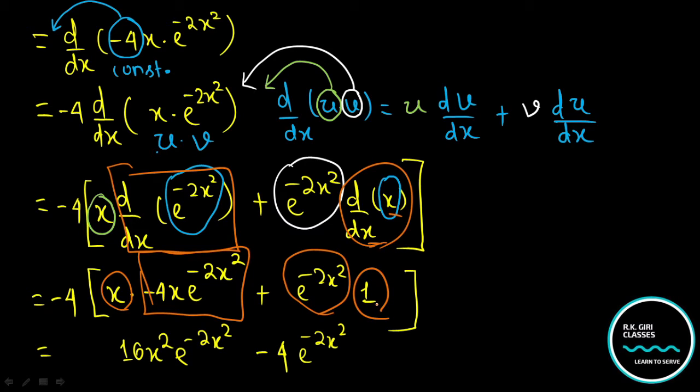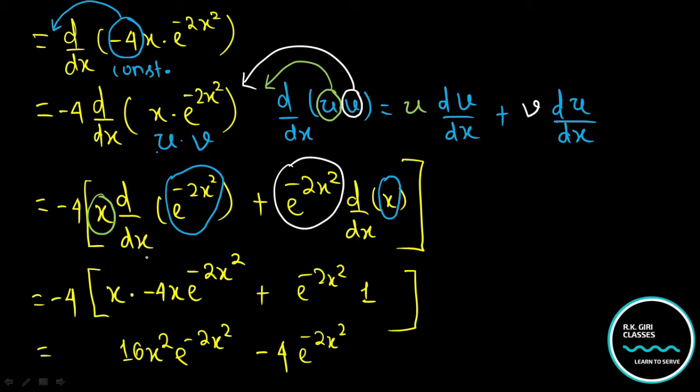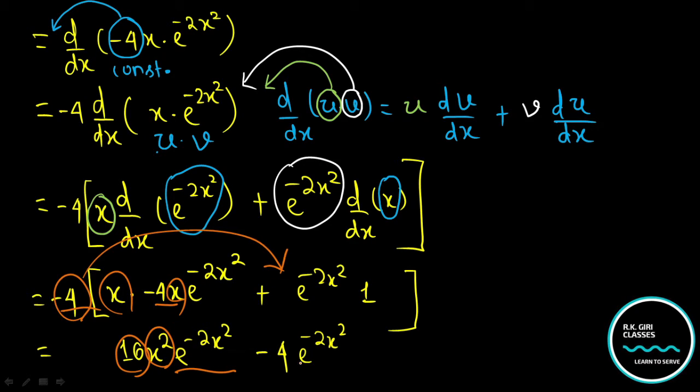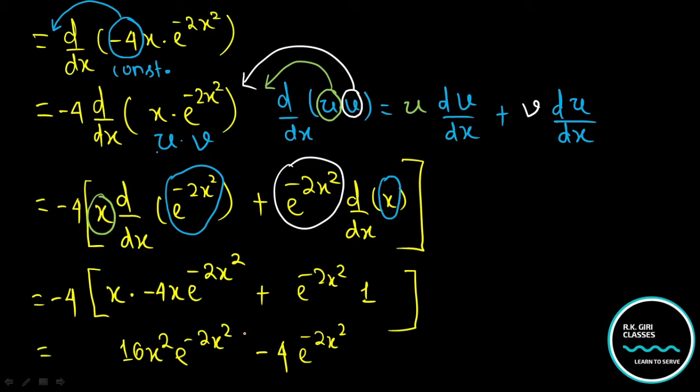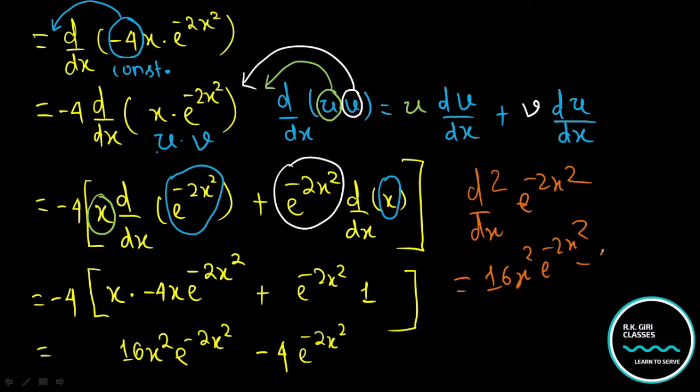Okay, so what was the result? The result was like this: minus 4 minus 4, that is 16, this x into x, that is x square e to the power minus 2x square, and this one, that is minus 4 e to the power minus 2x square. So finally, what you got for d square by dx square of e to the power minus 2x square is 16x square e to the power minus 2x square minus 4 e to the power minus 2x square, right?